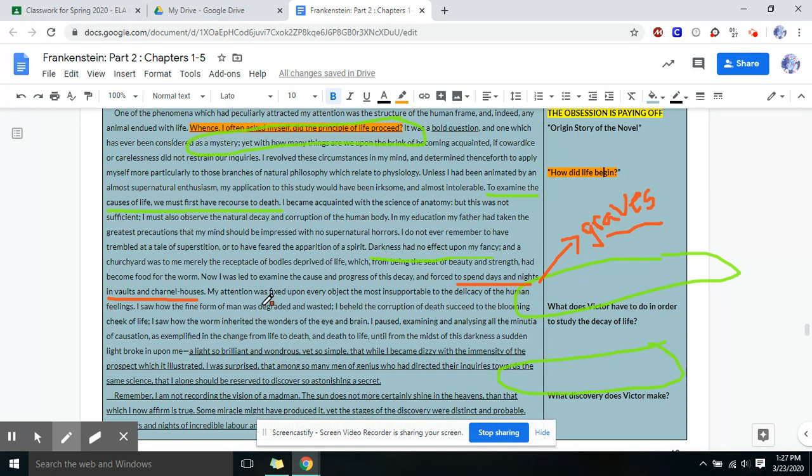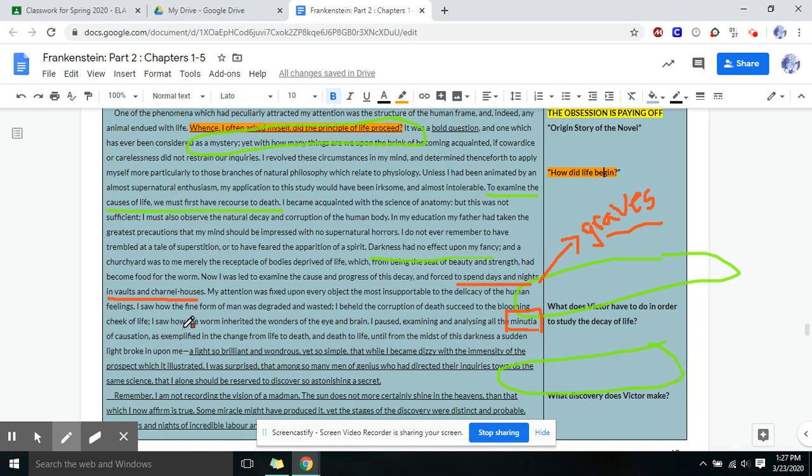Graves. So he's essentially looking through graves, trying to figure all of that out. And it's starting to cause kind of an issue for him because it's just so time consuming, right? He has to figure out why people die, what causes it, what's the effect. It's just complicated for him, right? And he says he has to examine and analyze all the minutia of causation, which means it's kind of small and tedious, right?